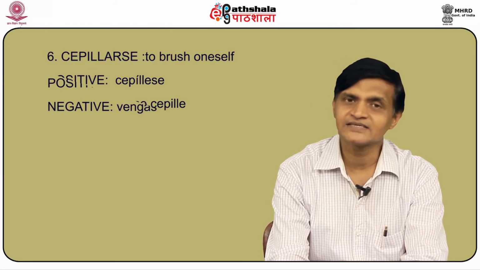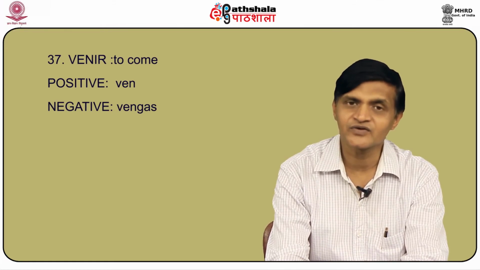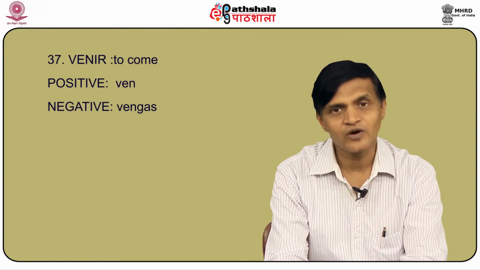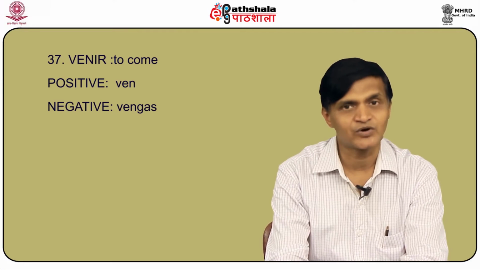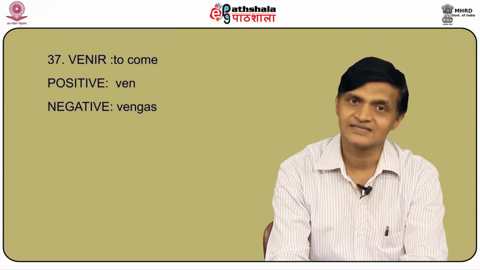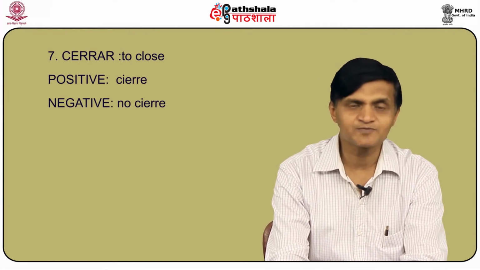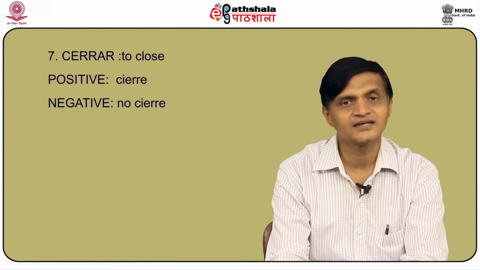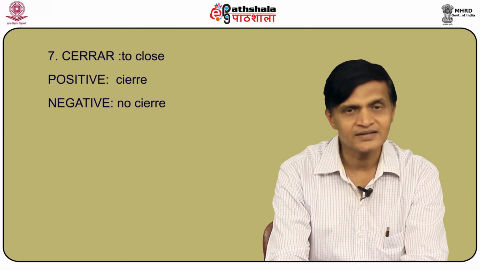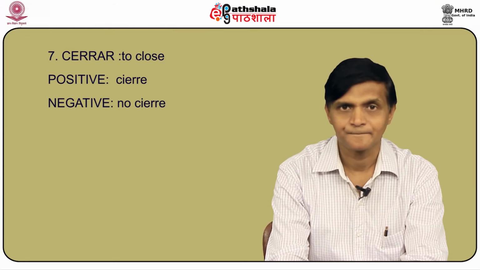Let us talk about a verb like cerrar, to close. The positive command of cerrar in the Usted form would be cierre. The negative command in the Usted form would be no cierre. I repeat, positive cierre, negative no cierre of the verb cerrar. Of comer, to eat, the positive command would be coma, and the negative command would be no coma in the Usted form. I repeat, for comer, the positive command would be coma, and the negative command would be no coma.